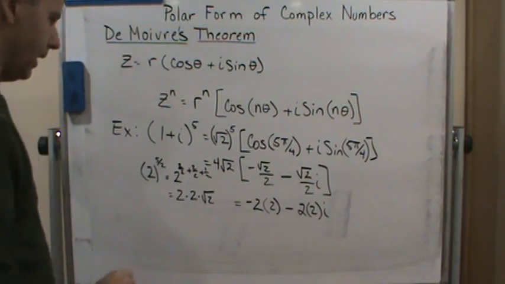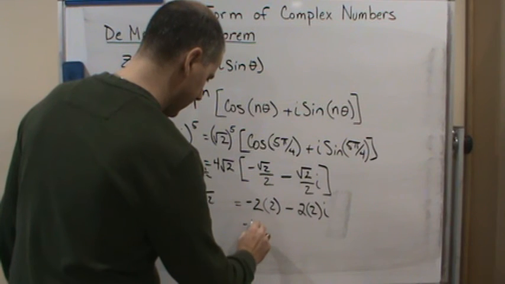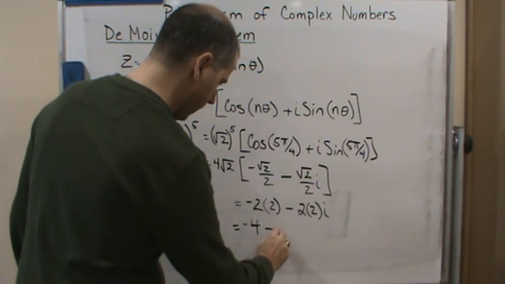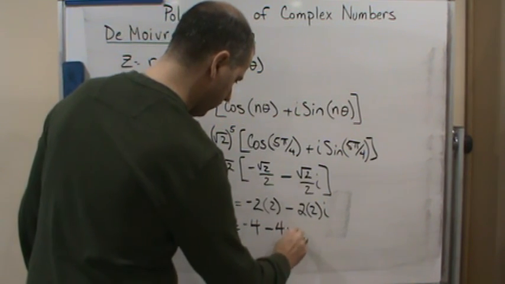And what do I get? I get negative 4 minus 4i.